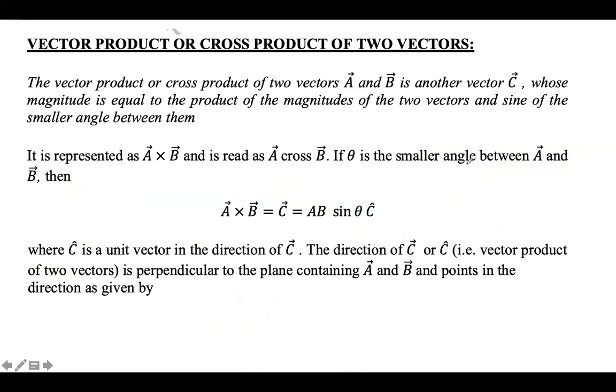Now the vector product or cross product of two vectors. The vector product or cross product of two vectors A and B is another vector C whose magnitude is equal to the product of the magnitudes of the two vectors and the sine of the smaller angle between them. If we have two vectors, vector A and vector B, and the angle between them is theta, then the cross product A cross B is equal to AB sine theta, and then C cap, which gives you the direction.